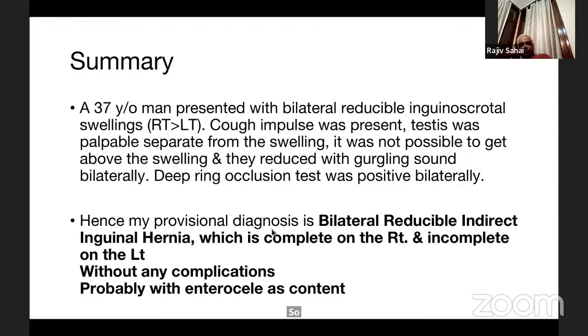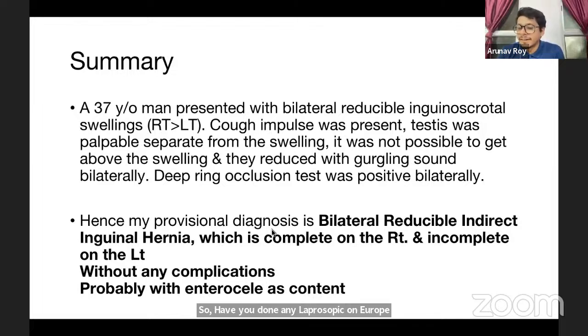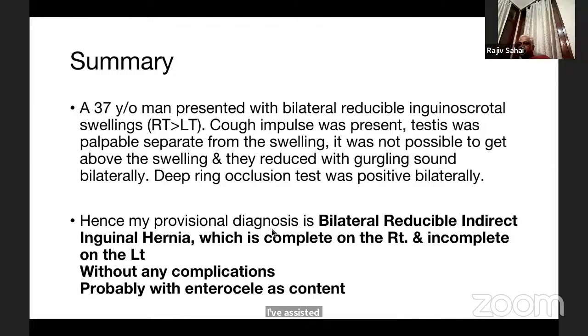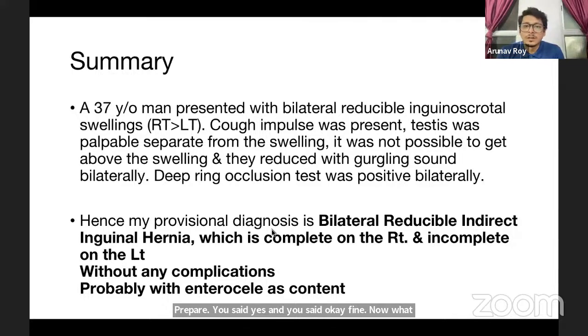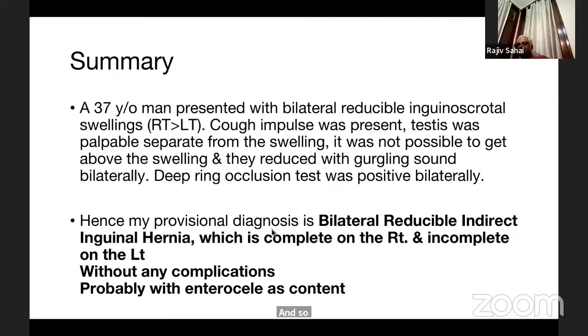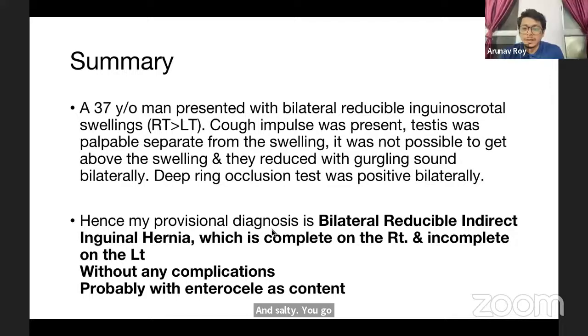Have you done any laparoscopic hernia repair? I've assisted in bilateral E-TEPs. So the patient comes to your clinic and says, I want a laparoscopic hernia repair. You suggest it, he says okay, fine. Now what do you tell him? I've just assisted, I'll not be able to do it? No, sir, I would try to organize a team, if the patient wants a laparoscopic repair. Exactly. You'll call for help, you'll ask someone. I'll call someone to help me. Very good.